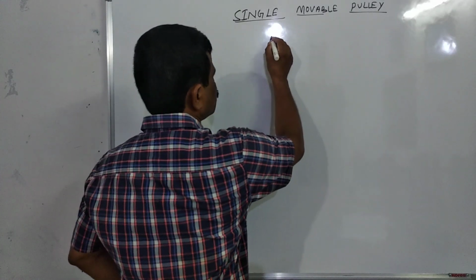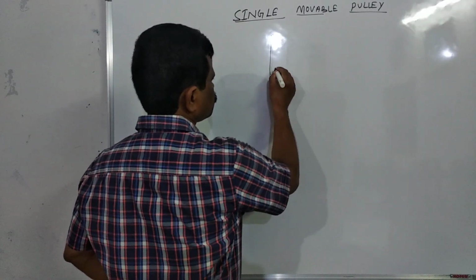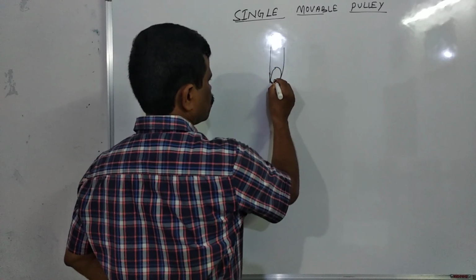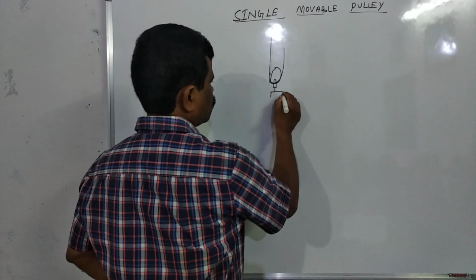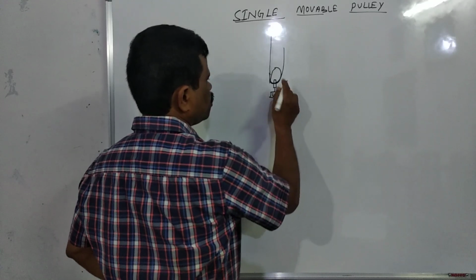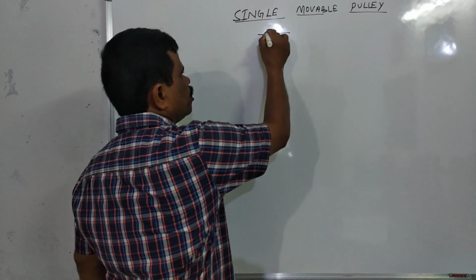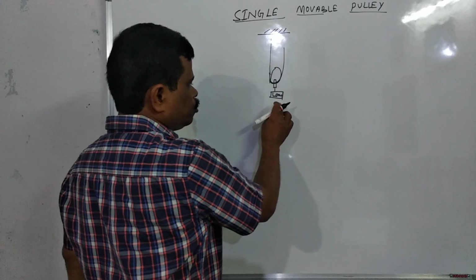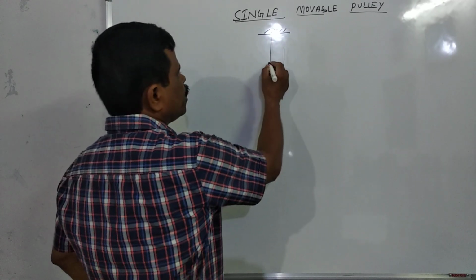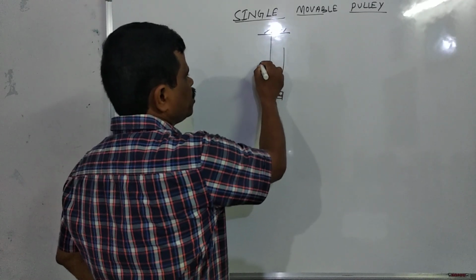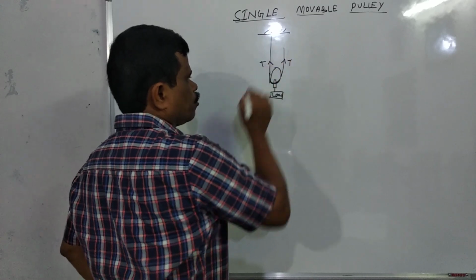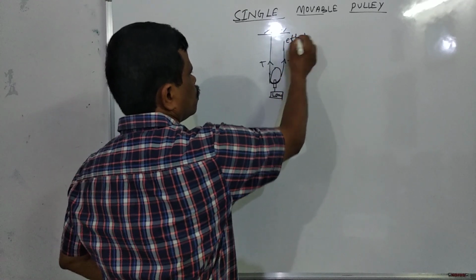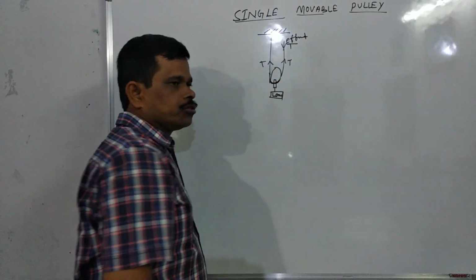You see here, it is the load and this is the pulley. This pulley is your movable pulley, and due to this load there are here one tension and here one tension, and due to effort here is the tension force.